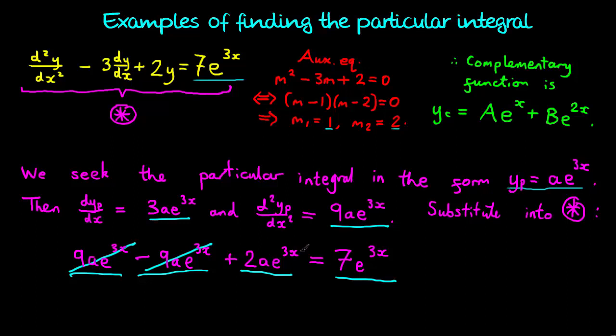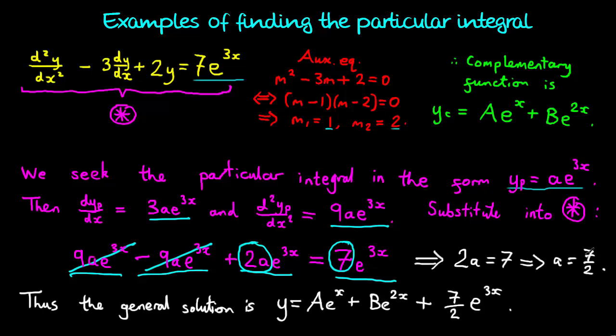So we say, how many lots of e to the 3x have we got on the left? Well, we've got 2a lots. How many have we got on the right? Well, we've got 7 lots of e to the 3x. So in order for this to be satisfied, this constant a, which appeared in our choice of a particular integral trial function, should satisfy this. So in other words, a is going to be equal to 7 over 2.